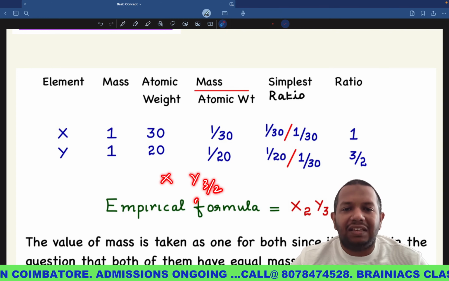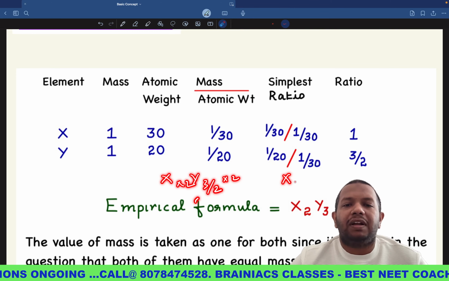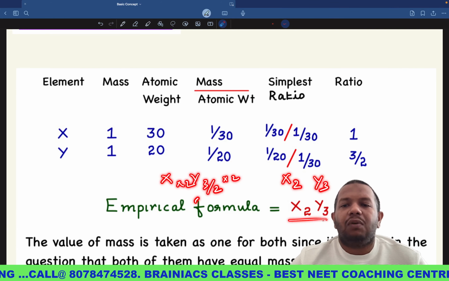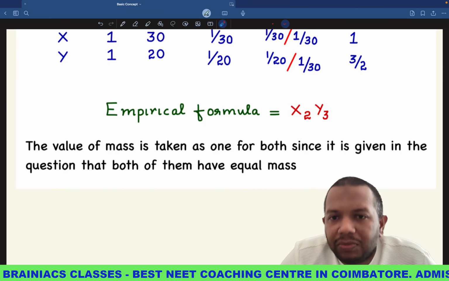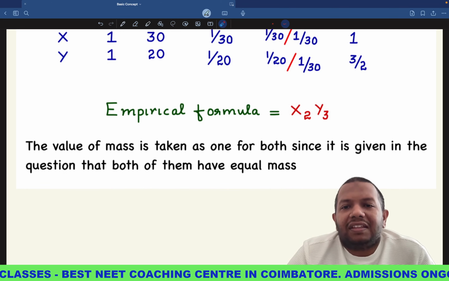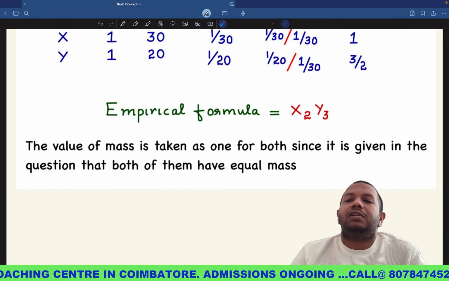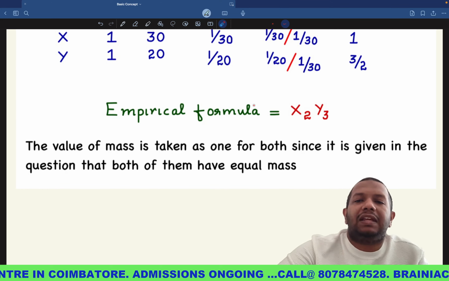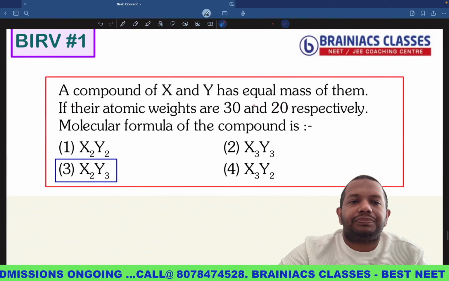So to make it an integer number, you multiply by 2 on both sides. So this will become X2 and Y3. From that you will get the empirical formula. The value of mass is taken as 1 for both, since it is given they have equal mass. That's the reason. So just now we have got the empirical formula for this particular question.